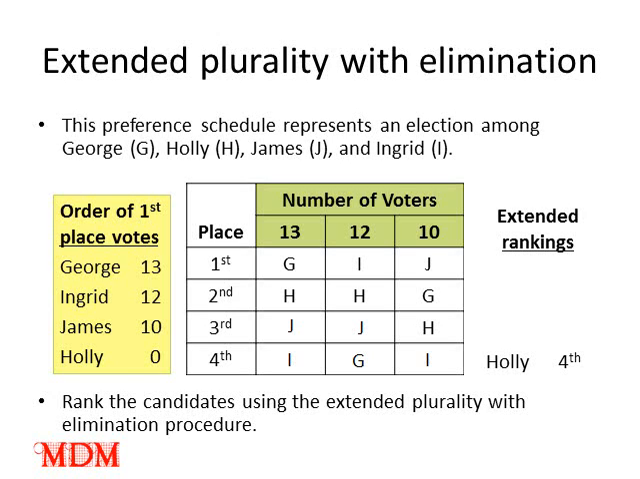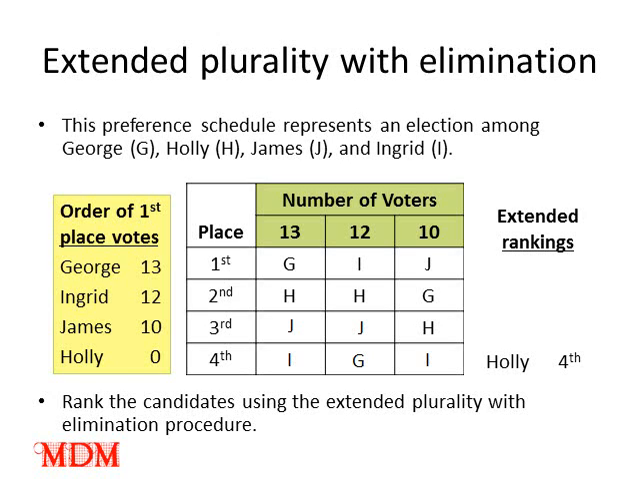Let's next look at extended plurality with elimination. This is the same preference schedule that we've seen for the last two methods, and in fact it has a lot in common with the very first one we observed, which was extended plurality. I've left the information over to the left of the preference schedule. Remember when we ranked all of our candidates in order of first place votes. And we can tell that on the extended rankings that Holly is in fourth place because she had the least number of first place votes.